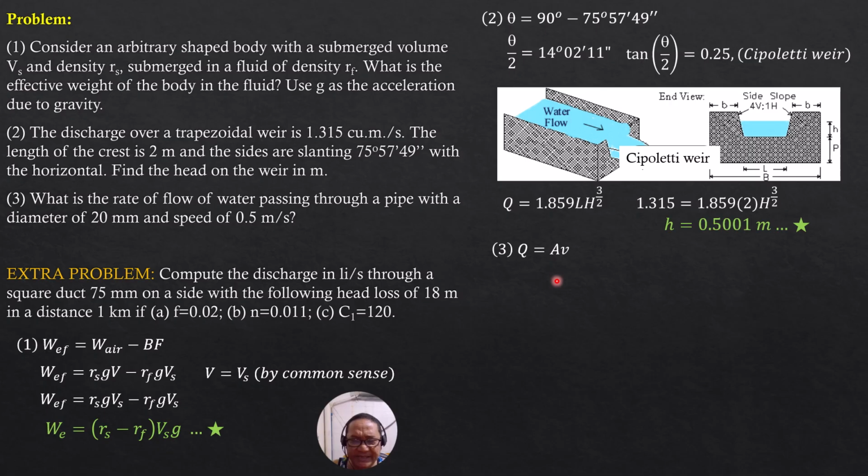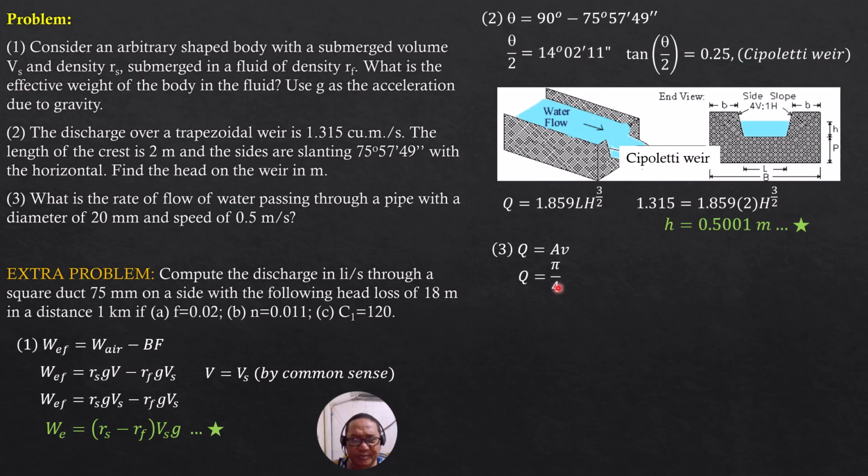We will express the answer in liters per second because we anticipate that the discharge, if expressed in cubic meters per second, would be small. So we multiply by 1000 further. Area is pi over 4 times 0.02 squared. Then when we say a speed of 0.5 meter per second, it is understood to be the mean or average speed.